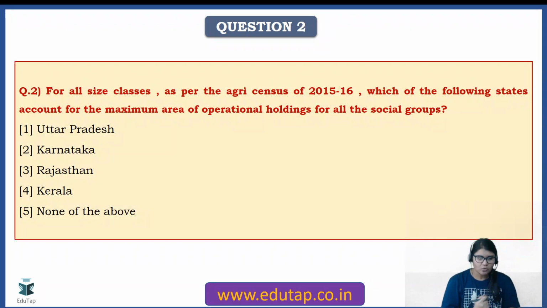Moving to question number 2. For all size classes as per the Agri census of 2015-16, which of the following states account for the maximum area of operational holdings for all social groups?